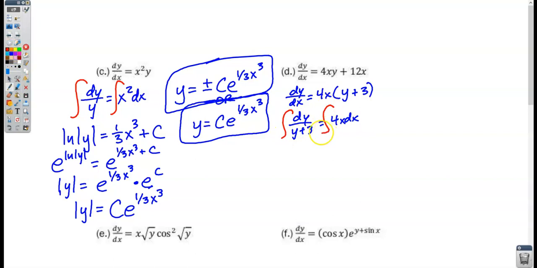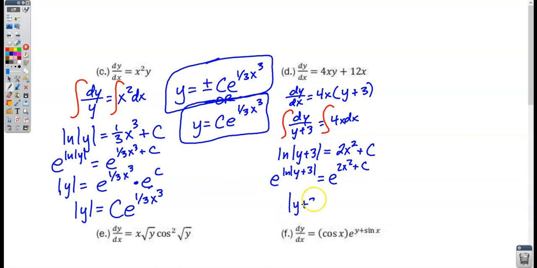I integrate both sides. And when I do that, I get natural log of the absolute value of y plus 3 is equal to 2x squared plus a constant. I raise both sides e to that power. The left-hand side simplifies to absolute value of y plus 3. The right-hand side to c e to the 2x squared. Again, new constant. And then y plus 3 is going to be equal to plus or minus c e to the 2x squared.